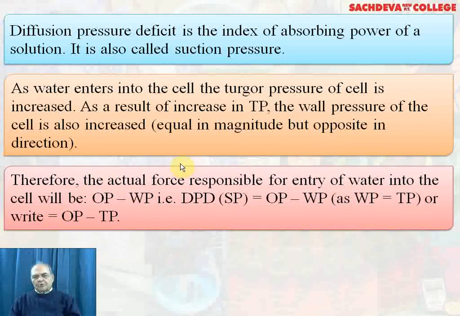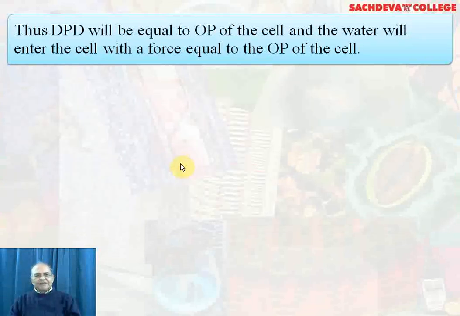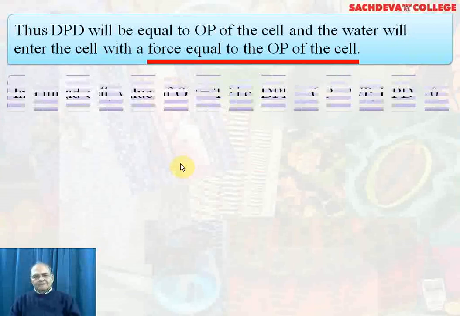Therefore, the actual force responsible for entry of water into the cell will be OP, that is osmotic pressure, minus wall pressure. That is DPD, you can call it suction pressure, is equal to OP minus WP, and as WP, that is the wall pressure, is equal to TP, DPD is equal to OP, osmotic pressure, minus TP, that is turgor pressure. Thus, DPD will be equal to OP of the cell, and the water will enter the cell with a force equal to the OP of the cell.